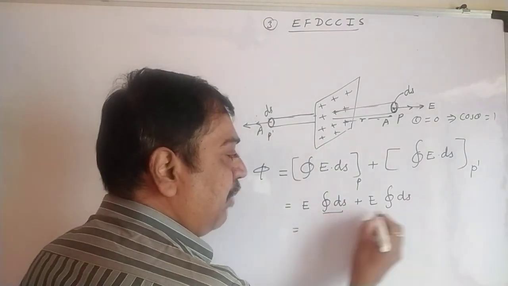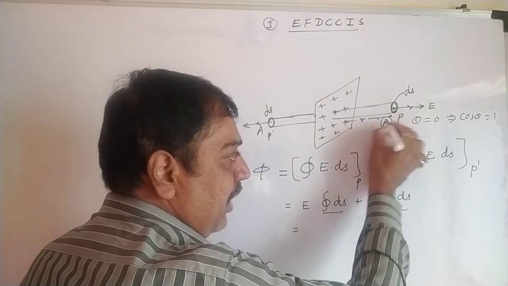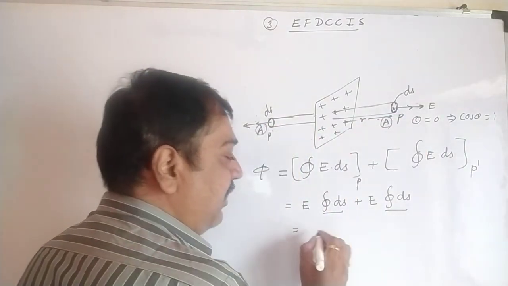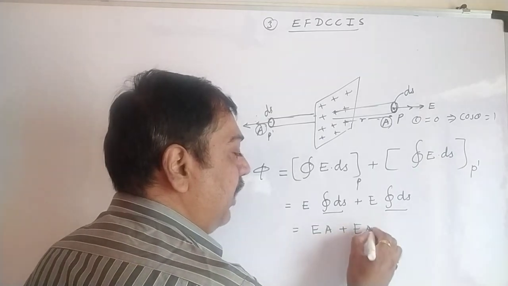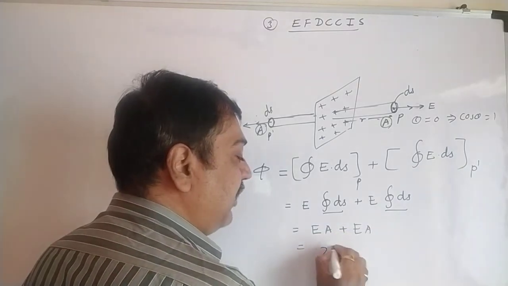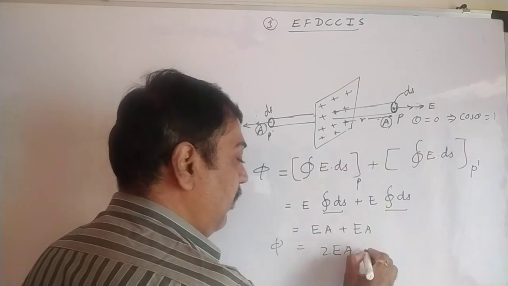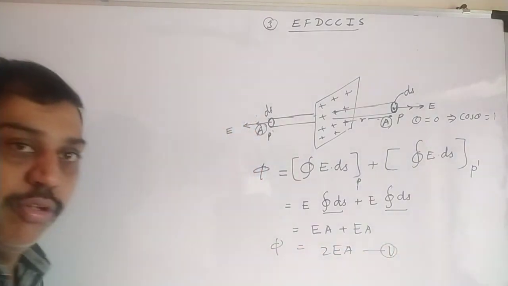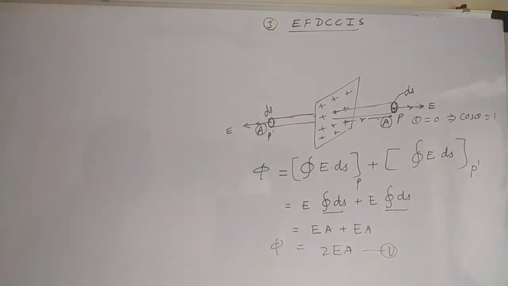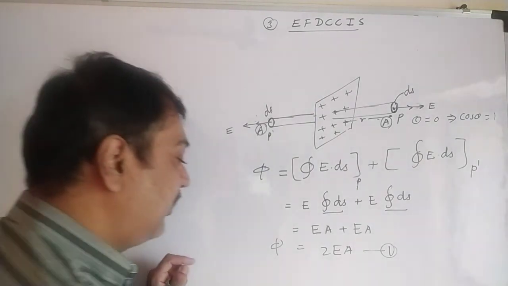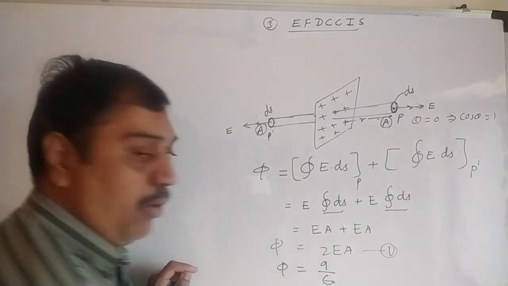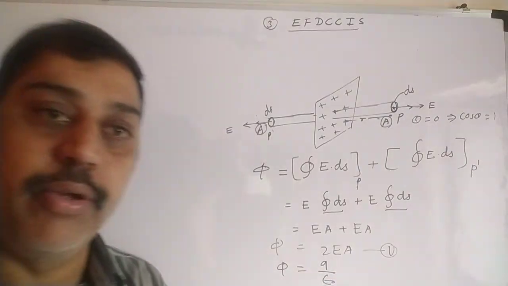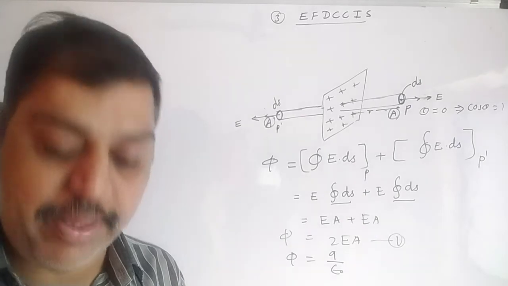Finally, this is nothing but A. This side the total area is A, and this side the total area is A. So it comes to be E into A plus E into A, that is twice E into A. So phi equal to 2EA, equation 1. But according to Gauss theorem, what is phi? Phi equal to Q divided by epsilon 0, equation 2.